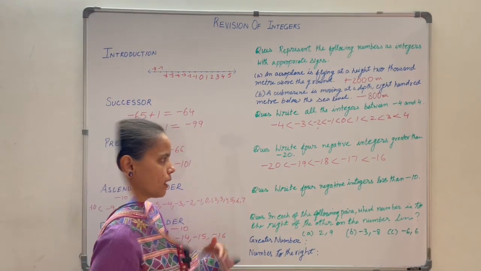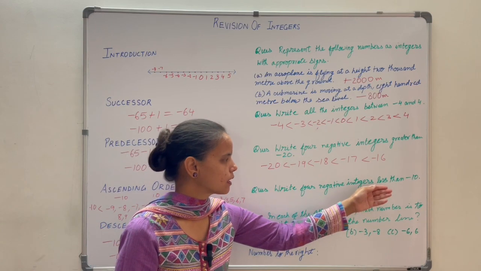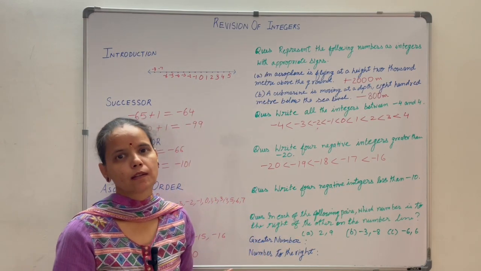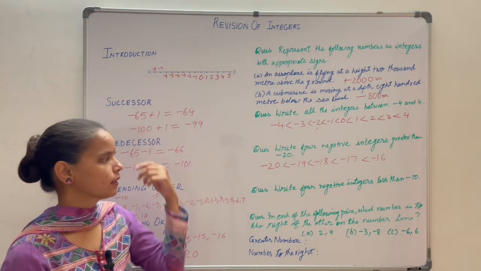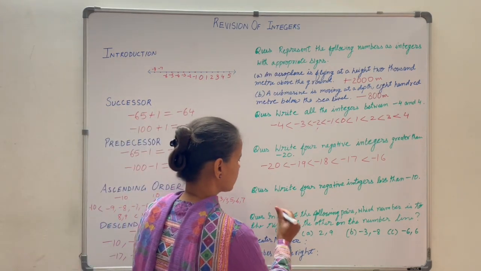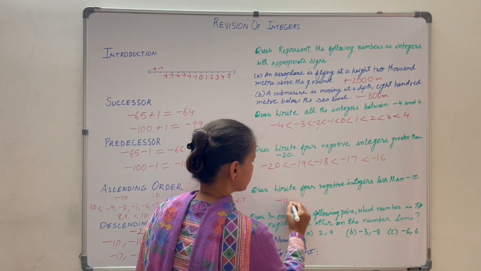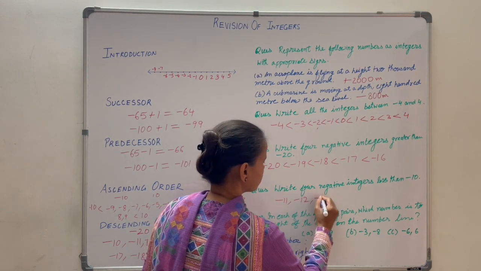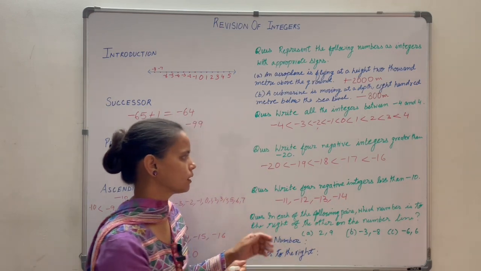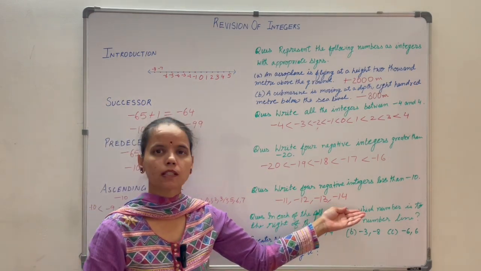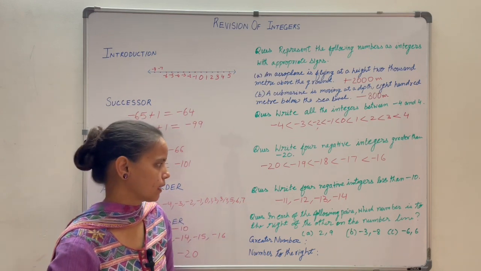Write 4 negative integers less than minus 10. Less than minus 10 means it will be towards the left-hand side. So on the left-hand side it is minus 11, minus 12, minus 13, minus 14. These are the 4 negative integers less than minus 10.